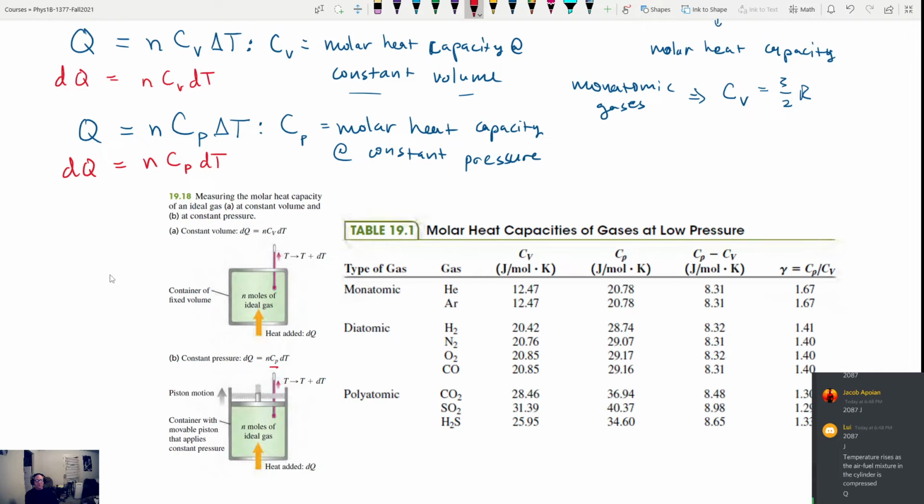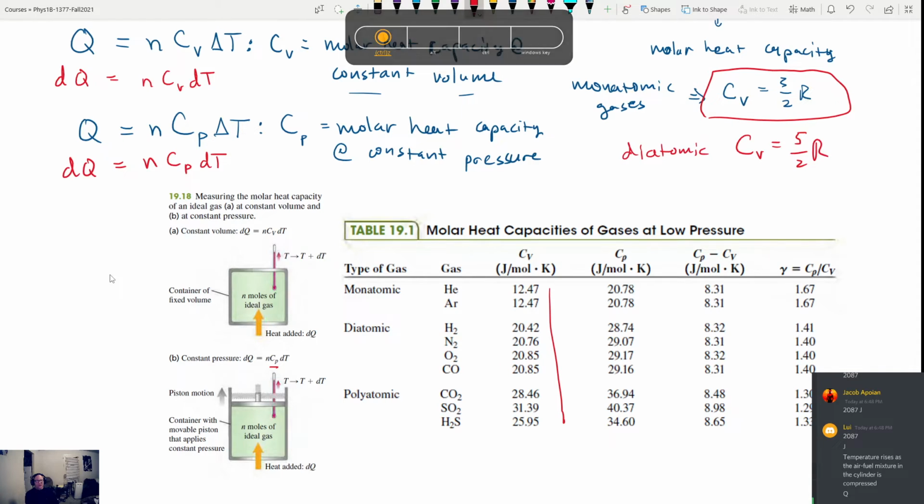Now, if we actually look at what these values are, you can see over here a list of all of the CVs, molar heat capacity at constant volume, of helium, argon, and some other gases here. You'll notice that for monatomic gases, you get this relationship, right? R is about 8. 1.5 times 8 is 12. So you get 12. For diatomic gases, if you don't remember this, you get that CV is 5 halves of R. So if you take 8 and you multiply by 5 and divide by 2, you get about 20. So you see there's 20 in here.